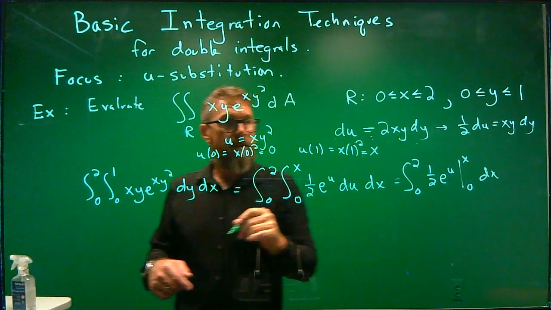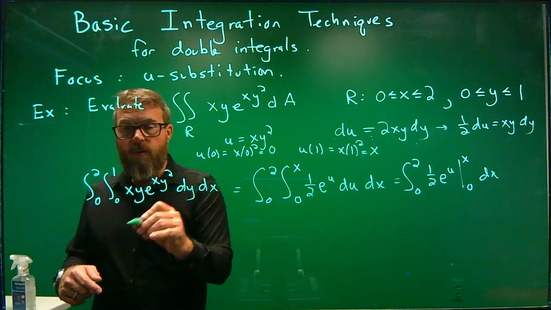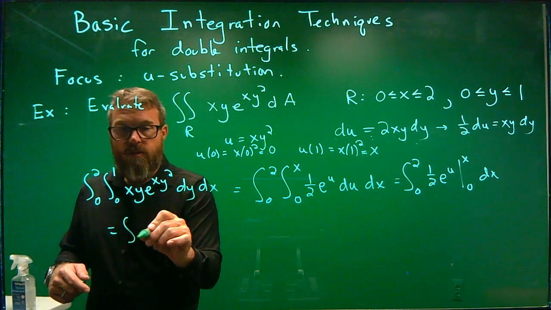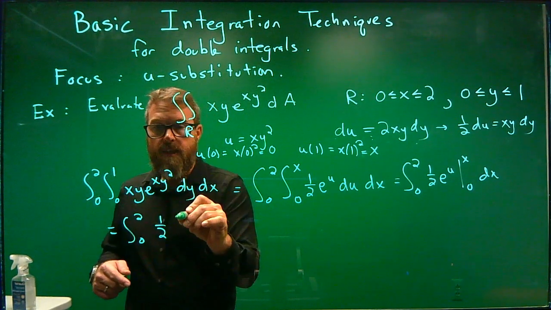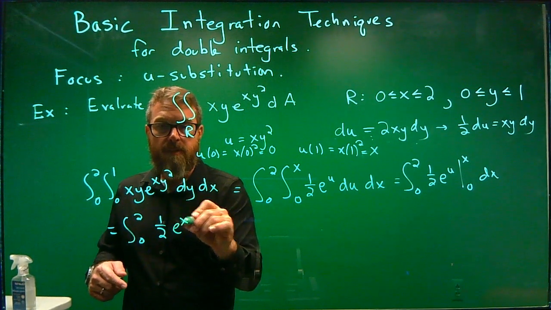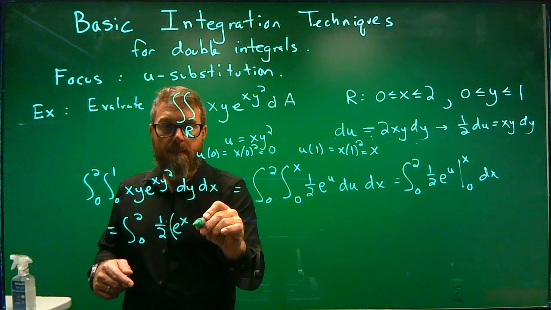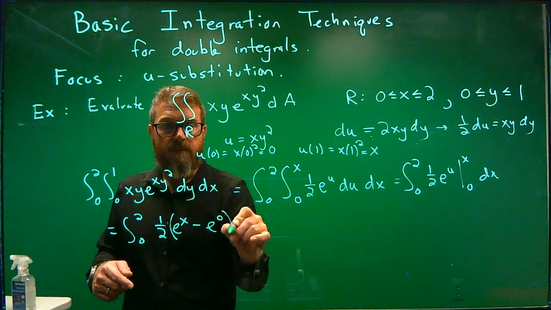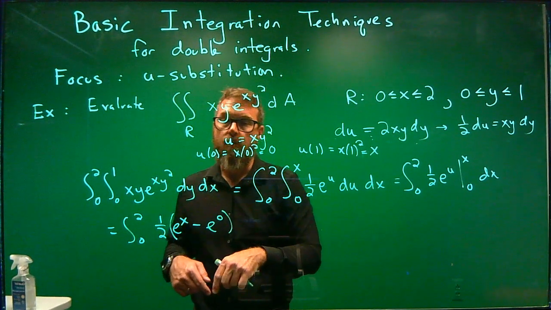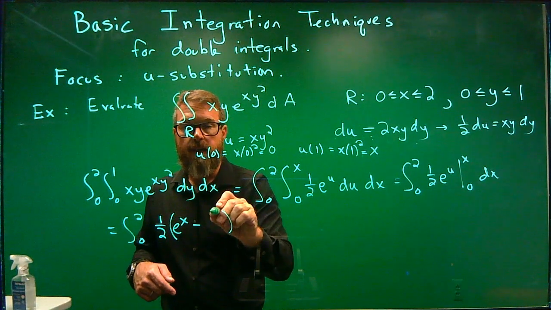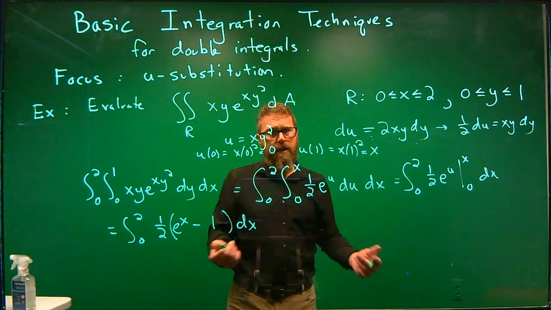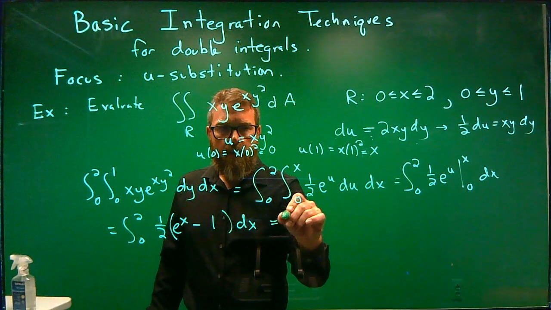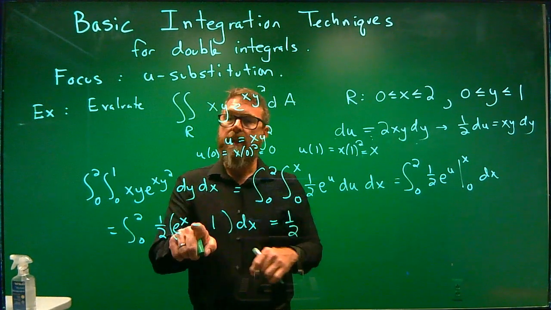So evaluating this at x and also evaluating this at 0, this is going to be equal to the integral from 0 to 2 of 1/2 times e to the x, let's do this in parentheses, minus e to the 0. Now remember, this e to the 0 is equal to 1, so I'm just going to write this as 1, and then we have dx. Now this is nothing more than a Calc 1 problem. I can pull out that constant of 1/2, and then I can integrate these.